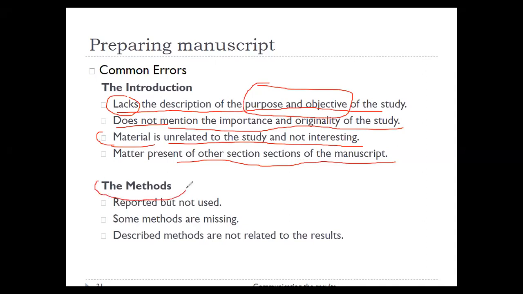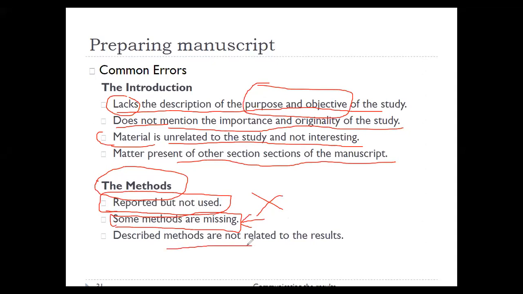Then the third thing is the methods, right? Which methods we have followed. Often a method is reported in the methods section, but it is not used anywhere in the paper. Such an error should not be made. Sometimes we use a method to obtain results, but that method is not given in the methods section. That is also not good. Sometimes we describe methods that are not related to the results. That is also a major or common error. So that should not be done.